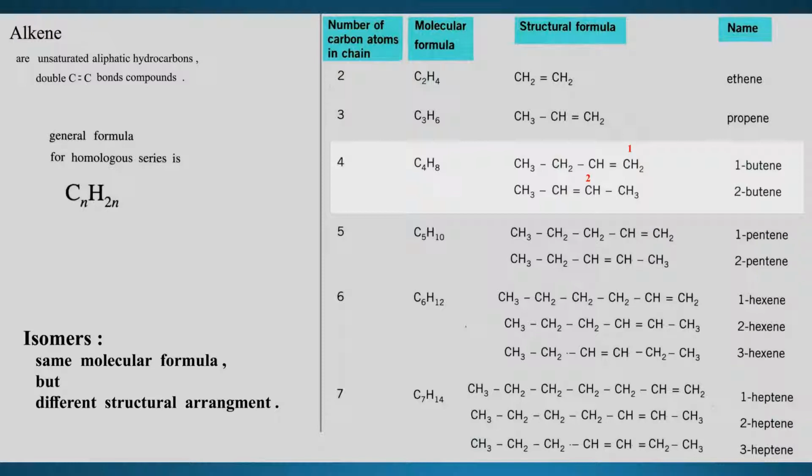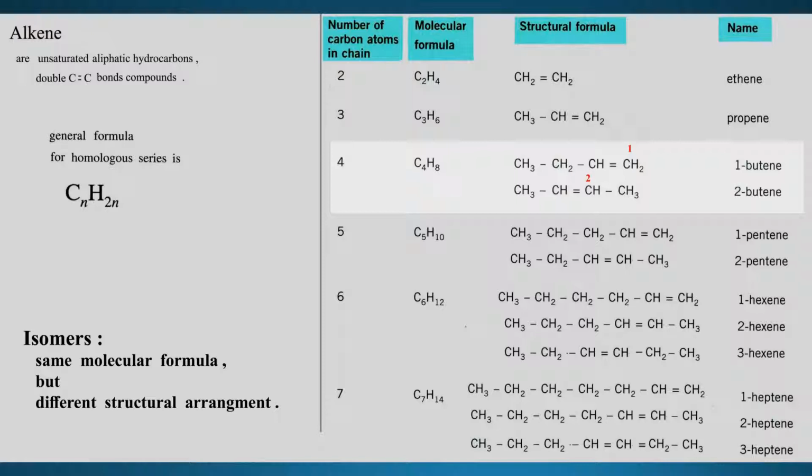Student, there is no left counting or right counting. We do not base it on left or right, but rather on whichever gives me the smallest number. If I count the wrong way, like 1, 2, 3, 4, this becomes 3-butene. That is wrong because it didn't give me the smallest number. So we count position based on whichever gives the smallest number.